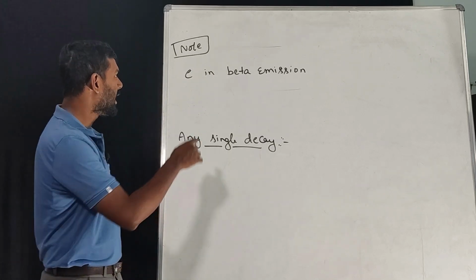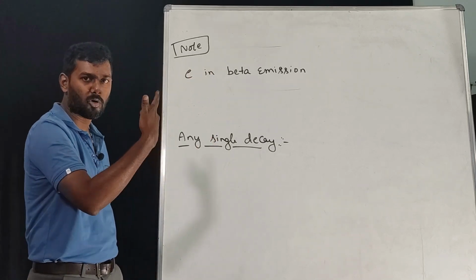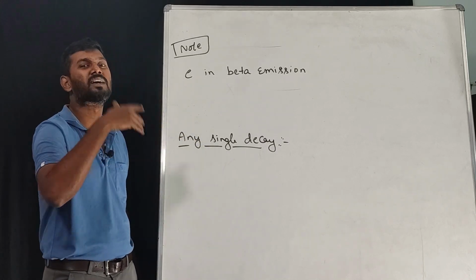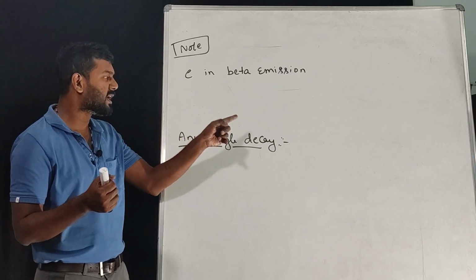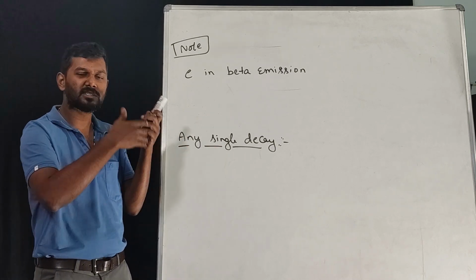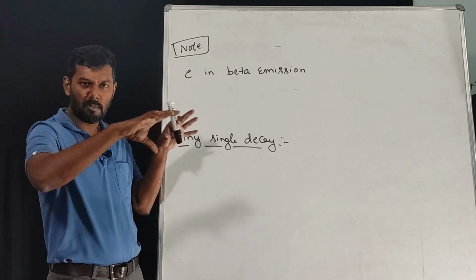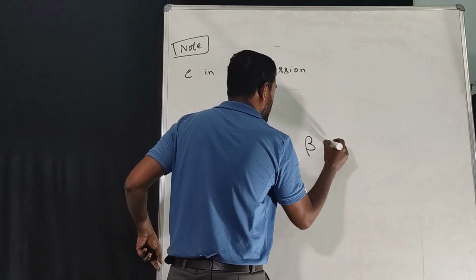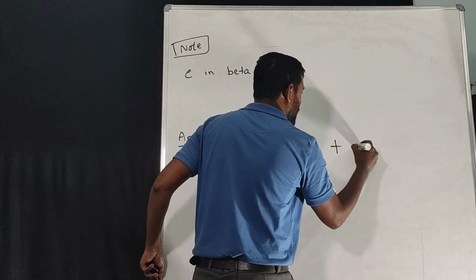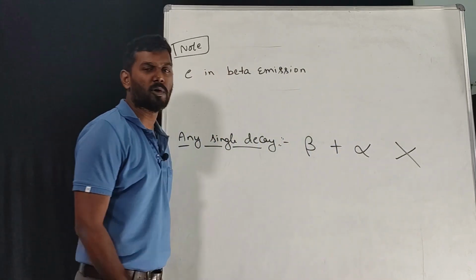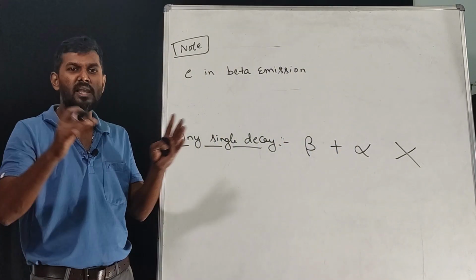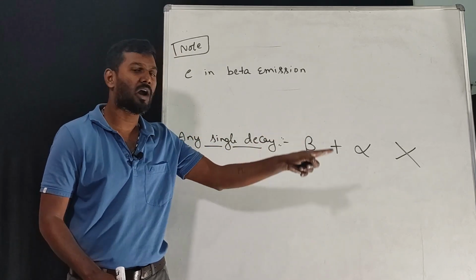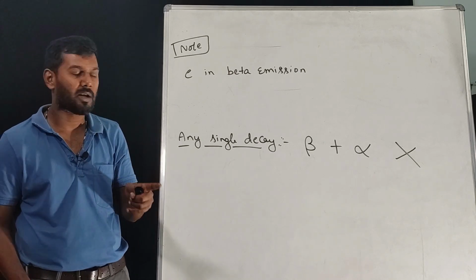Keep that in mind. Okay, the electron which is produced as a result of beta emission is not because of the nucleus, it is created. And in any single decay, any single emission, whenever some emission is happening, alpha and beta emission together is not possible. In a single emission, either alpha or beta will emit, both will not emit simultaneously. Keep this in mind.